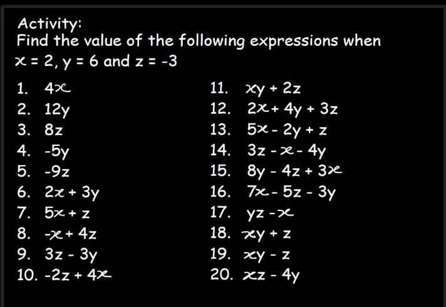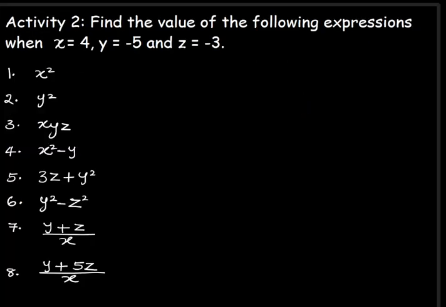You have x equals 2, y equals 6, and z equals minus 3. We have two activities, so pause and carefully copy them out, all the questions, and look at them, and then go to activity 2. This one, x equals 4, y equals 5, and z equals minus 3.